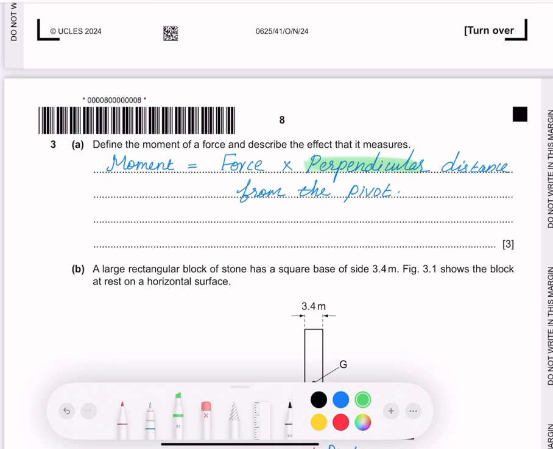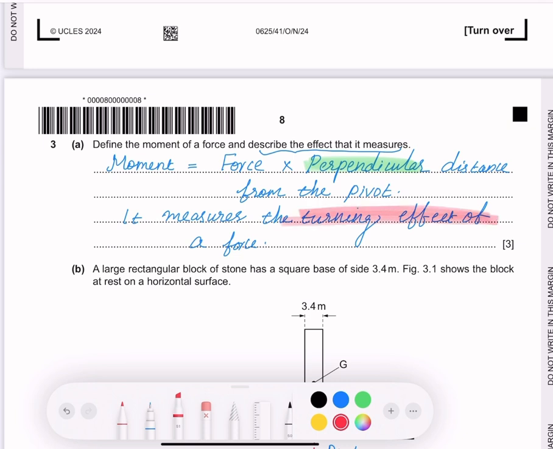And for the second part of the question, you need to describe the effect that it measures. So the moment always measures the turning effect of a force. Hence we can write it measures the turning effect of a force.